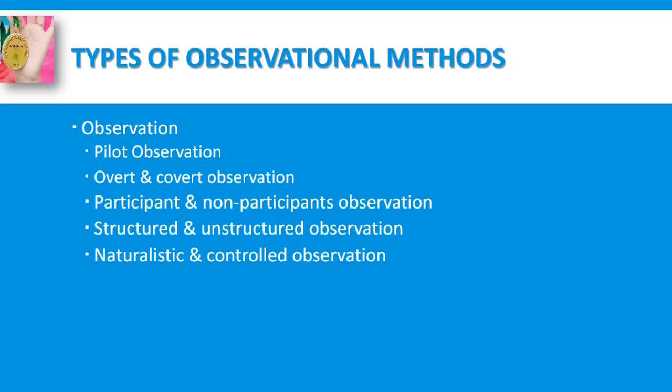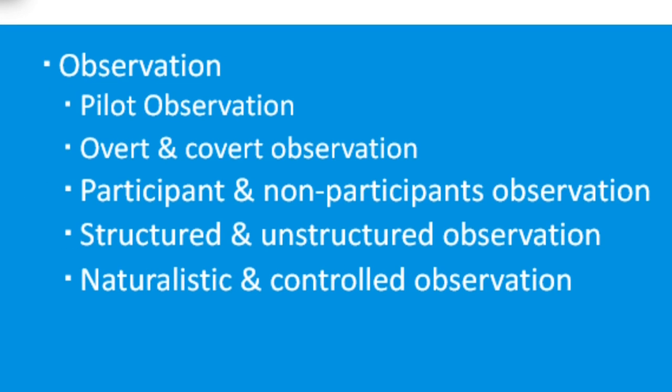Basically, if you just go through the book, according to the book's point of view, there are only two types of observational methods: naturalistic observation and laboratory observation. But since I got a request in the comments on the types of observational methods, and she wanted a video on more types of observational methods, here are the more types.